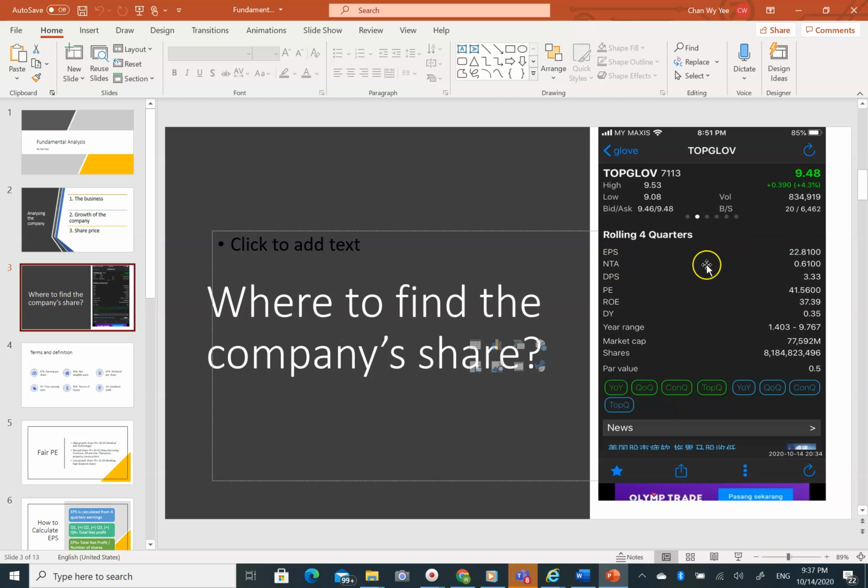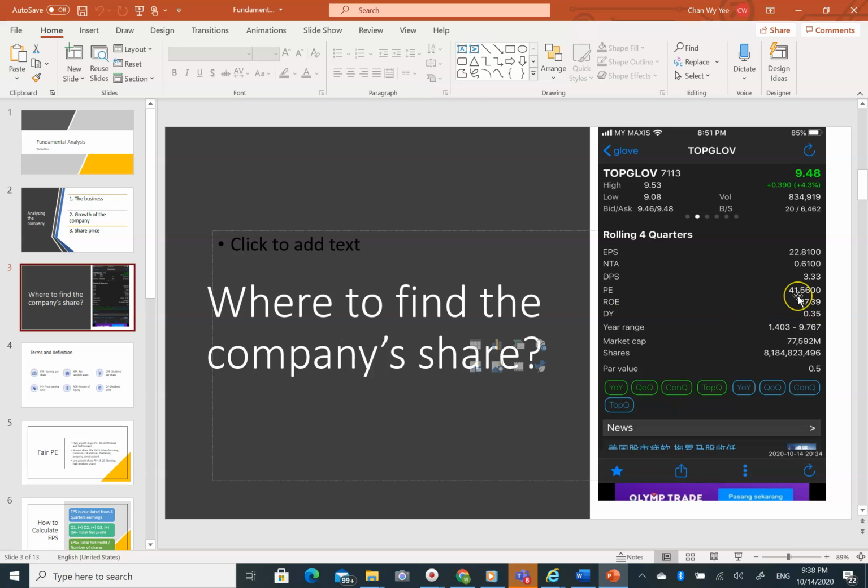NTA stands for net tangible asset. DPS stands for dividend per share. PE stands for PE ratio, price earning ratio. ROE stands for return on equity. DY stands for dividend yield. What we need to take note of is the EPS, earnings per share, the PE ratio, and the ROE. ROE means that in the future, the company will continue to grow at 37.39%.